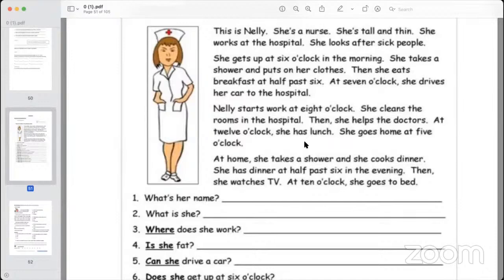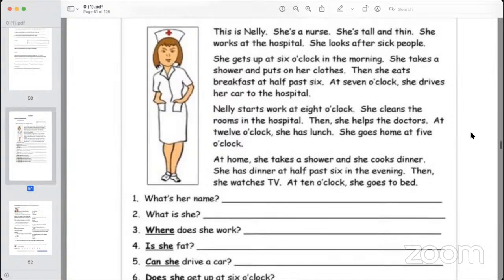This is Nelly. She is a nurse. She is tall and thin. She works at the hospital. She looks after sick people. She gets up at 6 o'clock in the morning. She takes a shower and puts on her clothes. Then she eats the breakfast at 6:30. At 7 o'clock, she drives her car to the hospital.